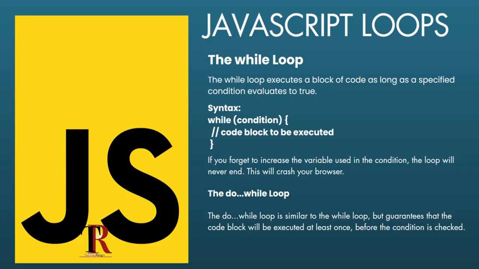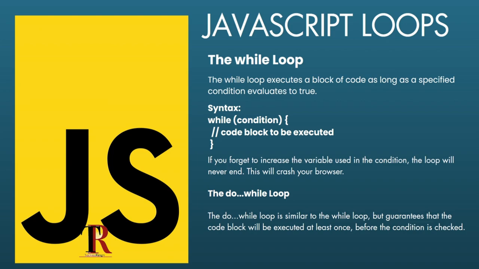And for the while loop, when the condition of your code evaluates to true, then it's a context where you need it: the loop executes a block of code as long as the specified condition evaluates to true, so that is a context where the while loop is best fit for use. Now, moving away from that, we are going to be talking about the do while loop in this example. The do while loop is similar to the while loop, but guarantees that the code block will be executed at least once before the condition is checked.